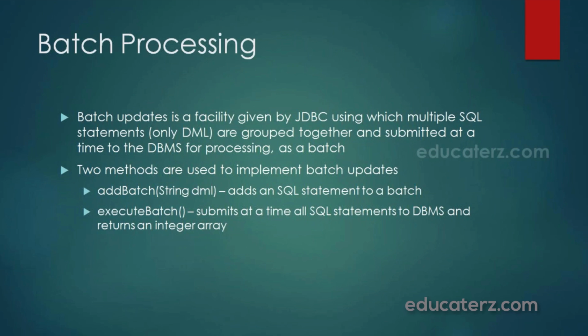The return type of this executeBatch method is an integer array. The size of the array depends on the number of SQL statements submitted to the database. The first index of the array would be the number of records affected by the first SQL statement. The second index would be the number of records affected by the second SQL statement. So let's see an example of batch processing.